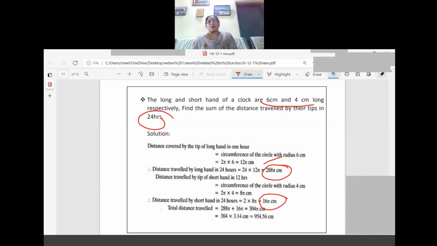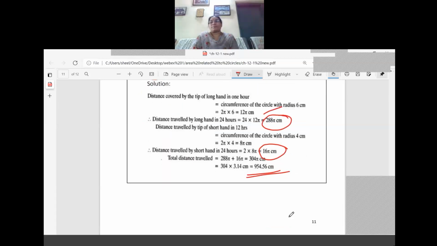Now, the question is not completed. Sum of the distance. So sum of the distance means both we can add and substitute the value for pi. So 304 pi into 3.14, so it is equal to 954.56. 954.56 centimeter only.